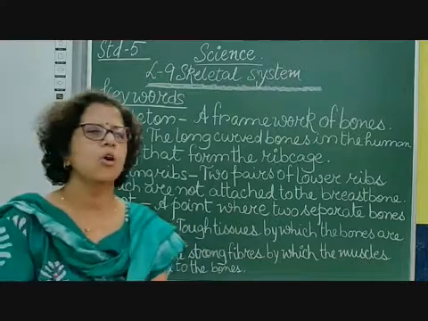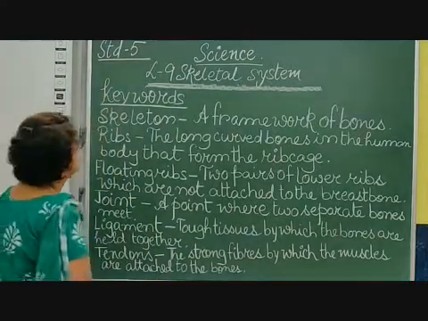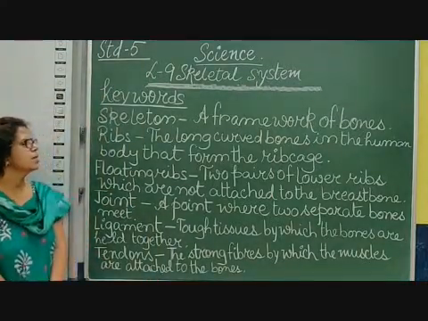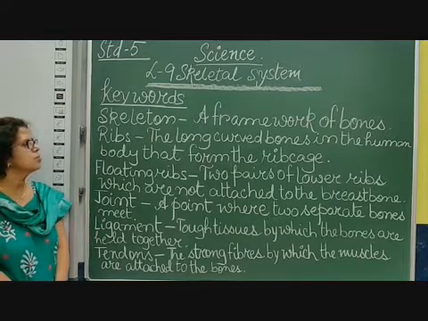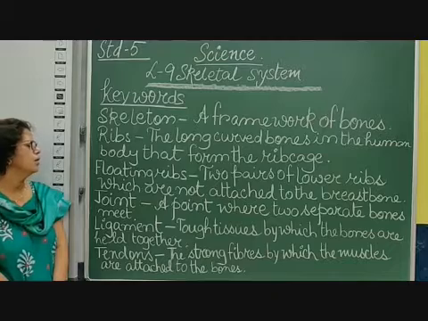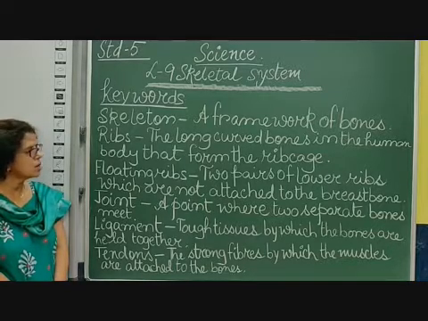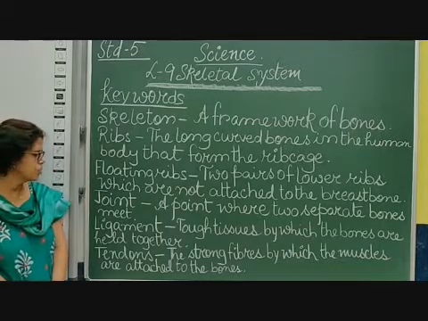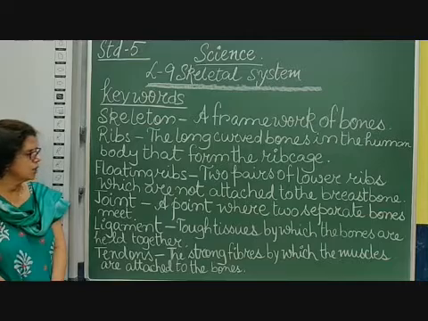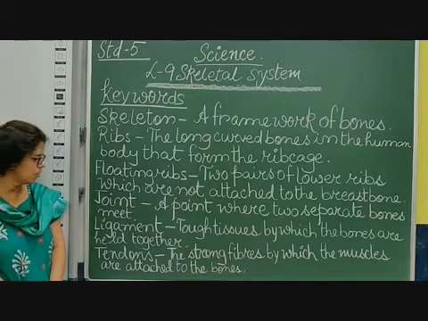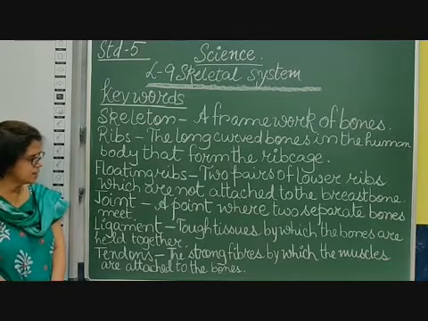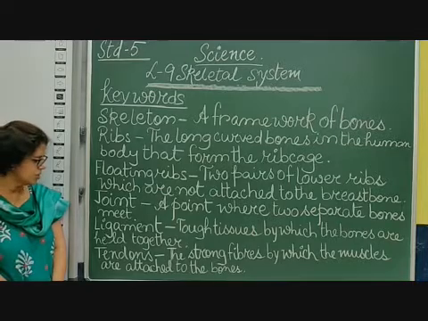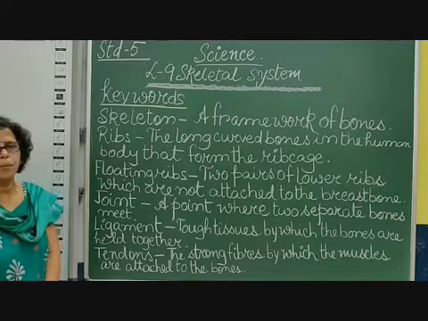So these are the keywords you should know. Once more we just read it. Skeleton, a framework of bones. Ribs, the long curved bones in the human body that form the rib cage. Floating ribs, two pairs of lower ribs which are not attached to the breastbone. Joint, a point where two separate bones meet. Ligament, tough tissues by which the bones are held together. And tendons, the strong fibers by which the muscles are attached to the bones.